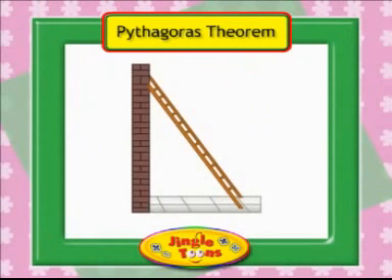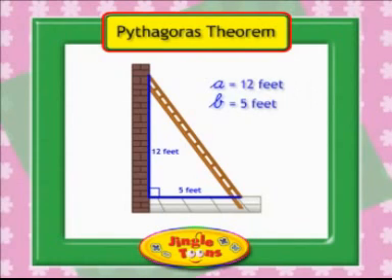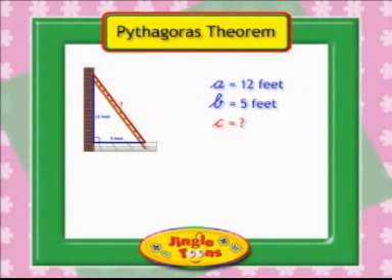Example. Suppose we have to measure the length of the ladder using the length of the wall side and the floor that we know. The right-angled side of the wall is 12 feet and the floor length from the foot of the ladder to the right-angled side is 5 feet. That means A is equal to 12 and B is equal to 5. And we have to find C. But we know one thing. C square is equal to A square plus B square.